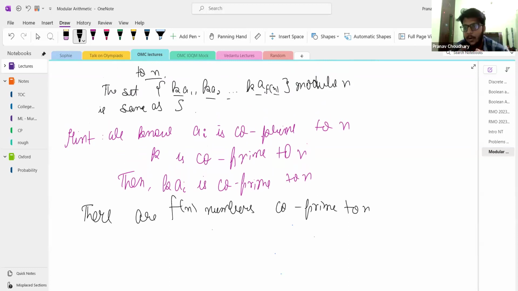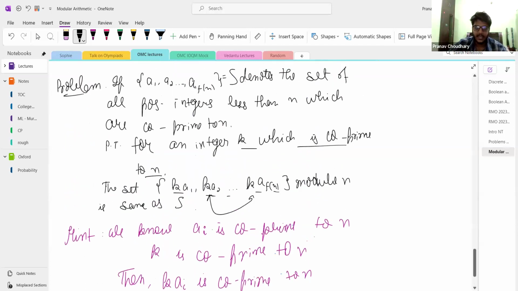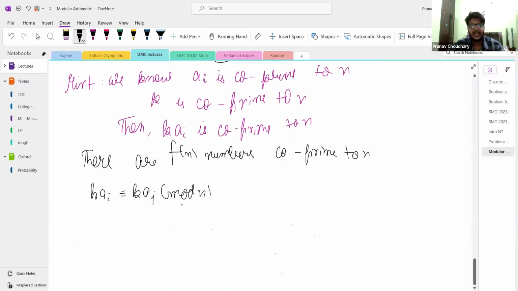So where things can go wrong: if two of them are equal modulo n, then when we are writing a set, we don't repeat the elements, right? So if kai is congruent to kaj modulo n, then that's a problem because this new set will have less than f of n elements, whereas this will have exactly f of n elements, right? So these two sets can't be equal. So this is an issue for us. Can we find a way to resolve this issue?